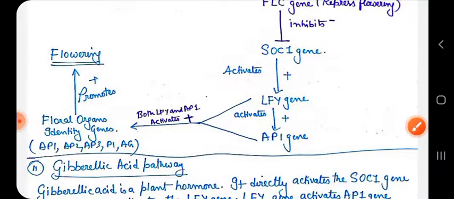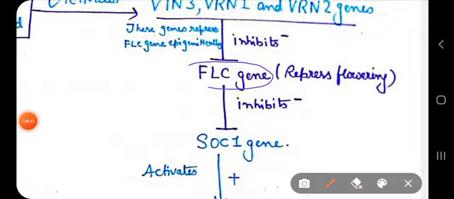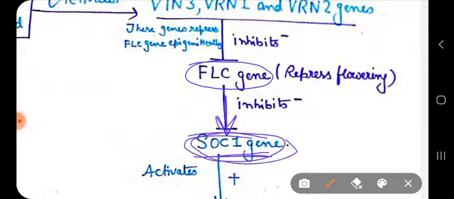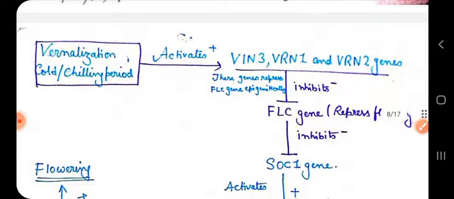Let us discuss again from the beginning. The FLC gene, known as flowering locus C, is repressing the activation of the SOC1 gene. The SOC1 gene is an important gene for flowering because it activates the LFY gene, a floral meristem identity gene, which is required for flower development. But as the SOC1 gene is inhibited by the FLC gene, no flowering occurs. What happens during chilling conditions or cold conditions?